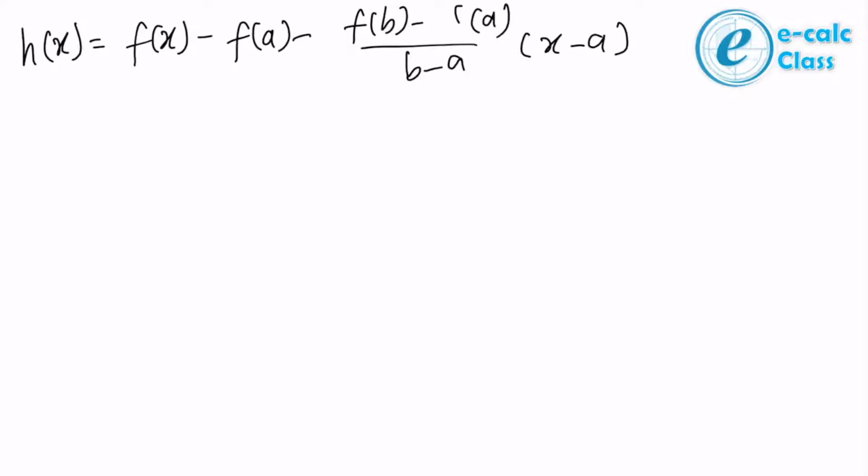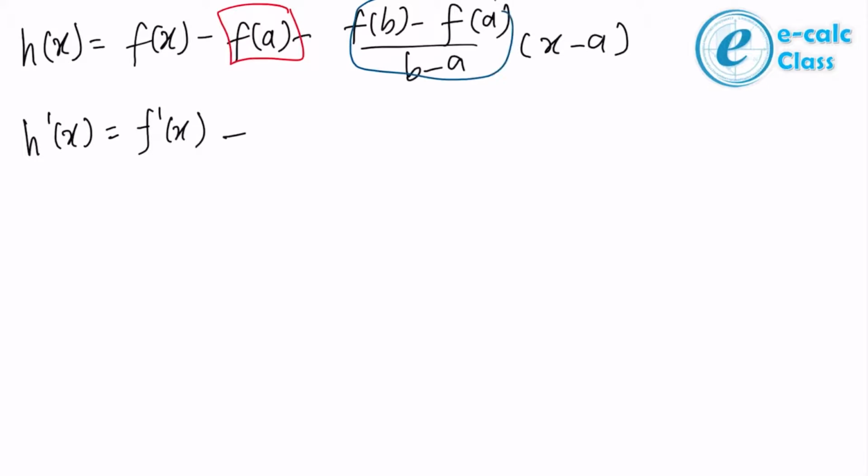This is what we got from earlier. And now I will differentiate with respect to x. Okay, and you don't have to worry because both h and f are functions of x, which means you don't have to do a complicated implicit differentiation. So h prime x equals, you differentiate f, you get f prime x. f of a is now a constant. You differentiate a constant, it becomes nothing. Minus, what about this? The whole chunk here is also a constant, but we have an x here, which means we need to keep it as a constant multiple, over b minus a. And you differentiate x minus a, you get a 1.